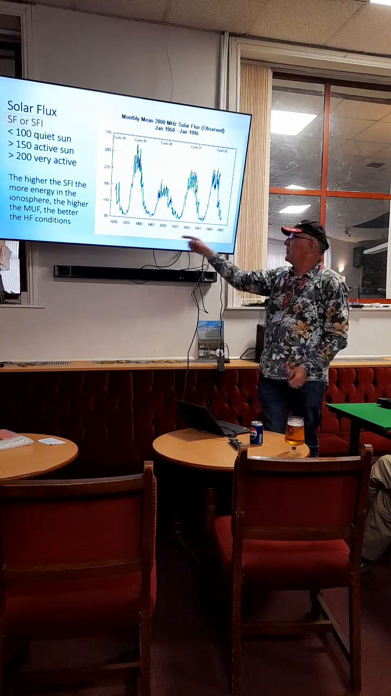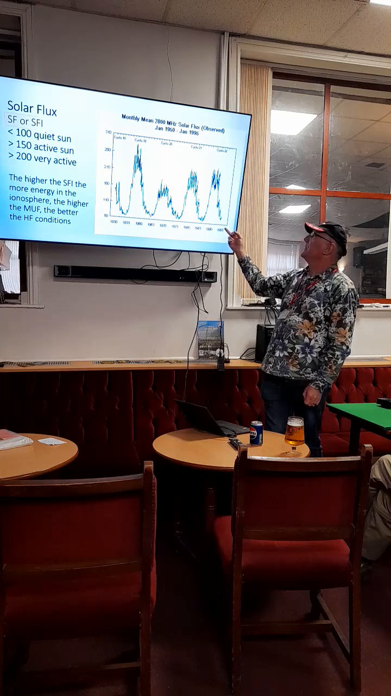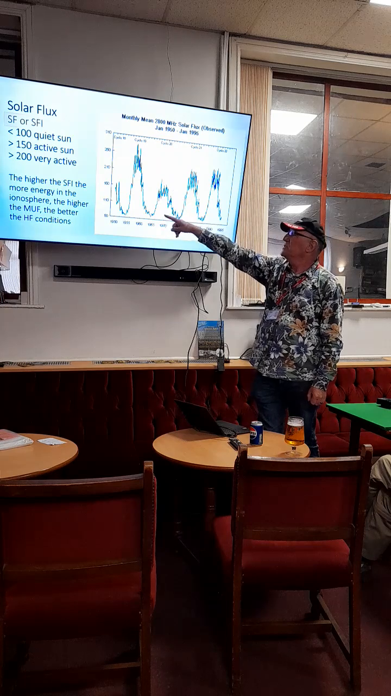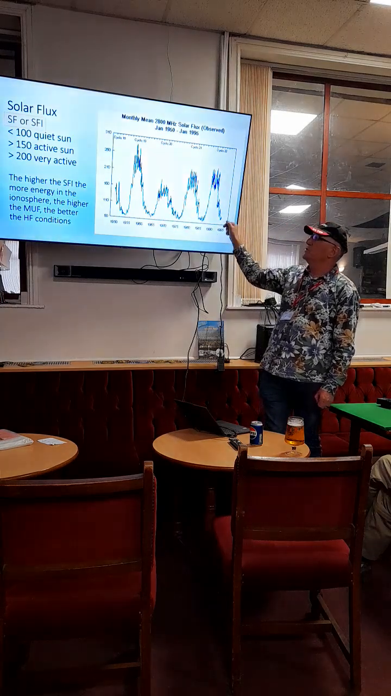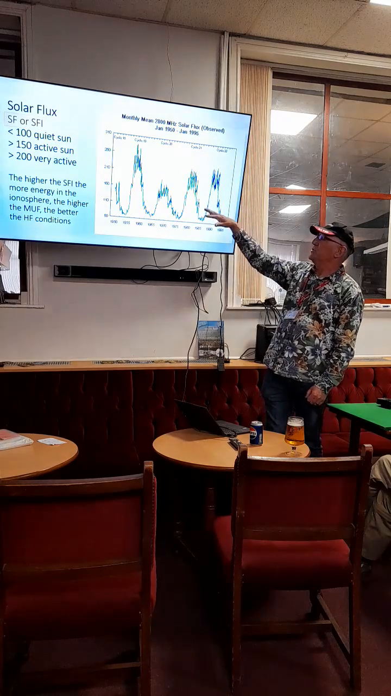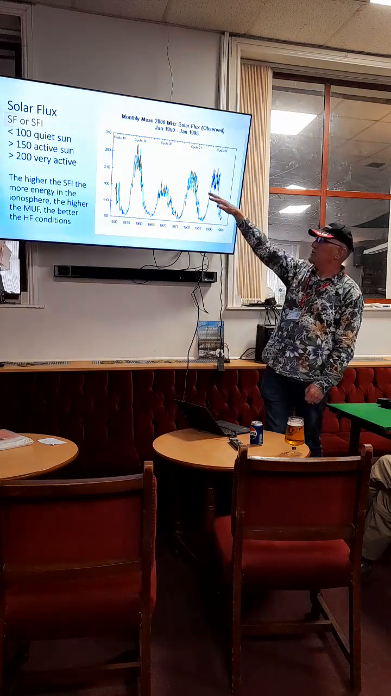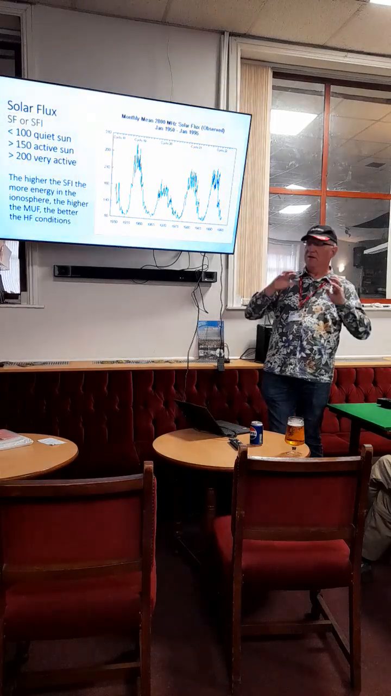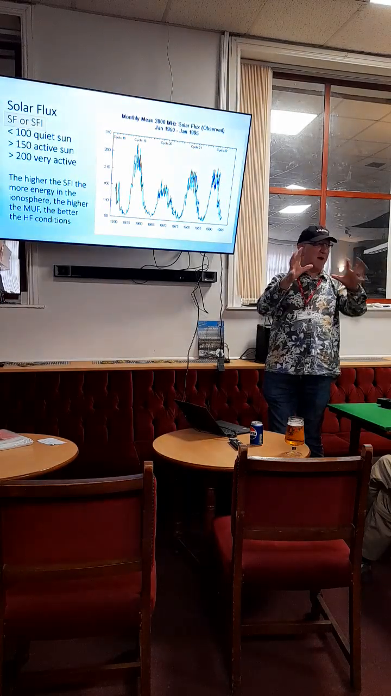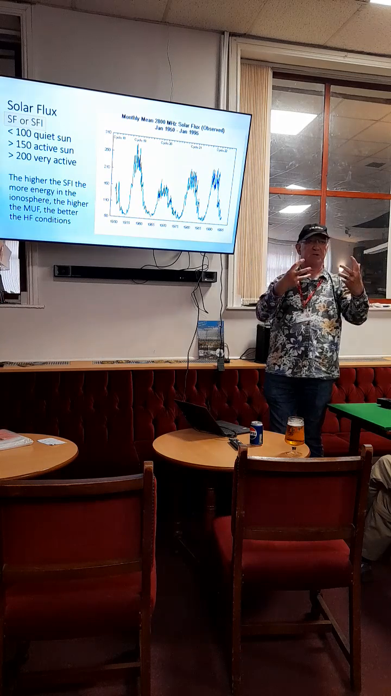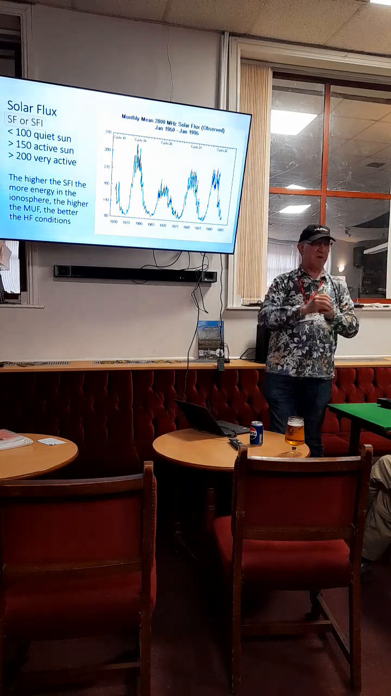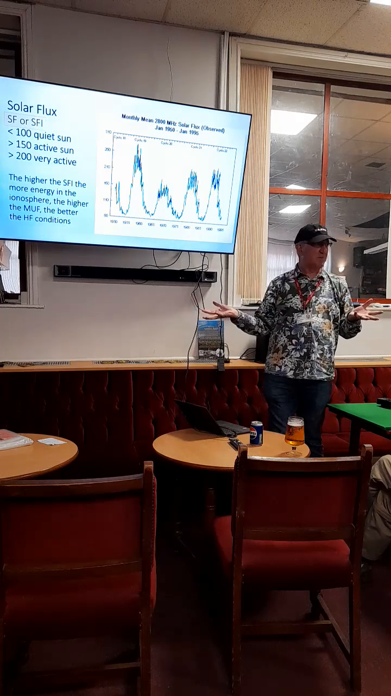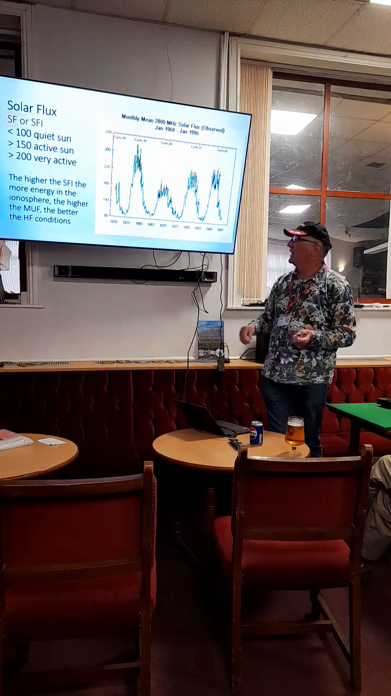Here's a graph from 1950 up to 1995. You'll see there's different levels of solar flux there. Less than 100, the sun's pretty quiet, nothing much is happening. About 150, the sun's active. Over 200, there's some serious stuff going on. Basically, the higher the solar flux, the more energy is pouring out of the sun, the more active the sun is, which means the more energy there is in the ionosphere, which means the better the ionosphere works, and generally the better HF propagation is. So that's basically the interaction there.